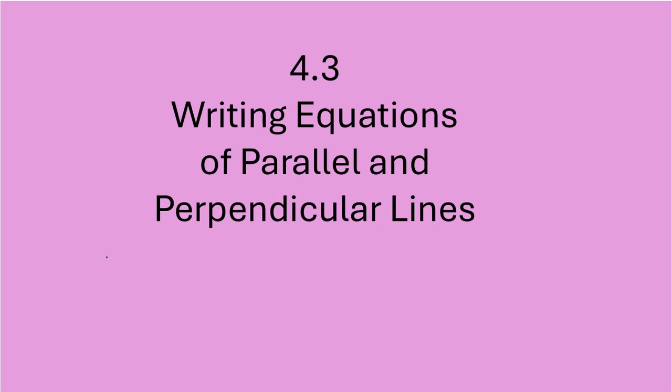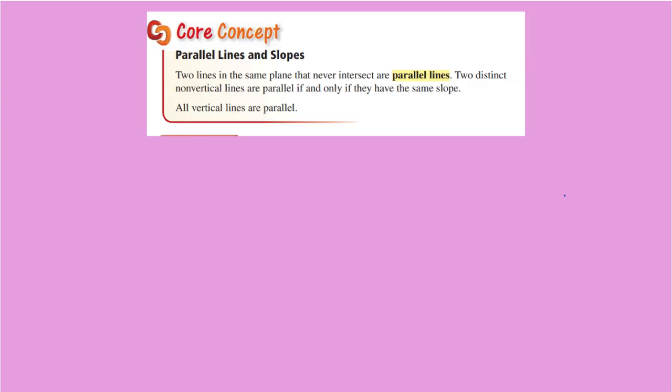4.3 Writing equations of parallel and perpendicular lines. Parallel lines and slopes. Two lines in the same plane that never intersect are considered parallel lines. Two distinct non-vertical lines are parallel if and only if they have the same slope. All vertical lines are parallel.